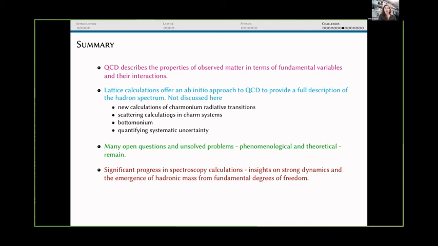I haven't discussed many things here, so I will just leave you to stare at those and just say that many open questions and unsolved problems remain, but there's been significant progress in this spectroscopy arena. And so we're gaining insights into this strong dynamics and into the emergence of mass, hadronic mass in particular, from fundamental degrees of freedom. So I'll leave it there.